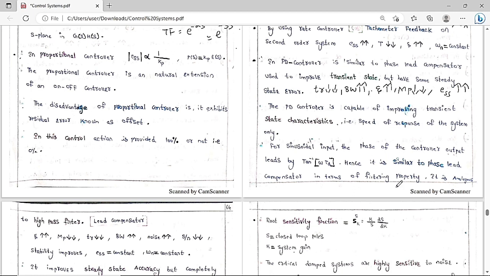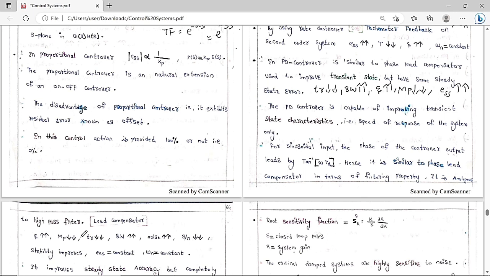So then what is going to happen? As I've already told you, what are the effects with the help of the PD controller? It is going to improve only the transient state characteristics of the system. So the rise time is going to decrease. As the rise time decreases, the bandwidth is going to increase, because rise time times bandwidth is always equal to a constant. And I've already told you in all three cases, the damping ratio is going to increase, so the peak overshoot decreases, because the damping ratio is inversely proportional to overshoot.